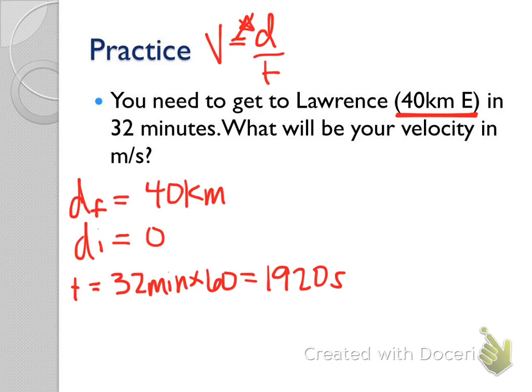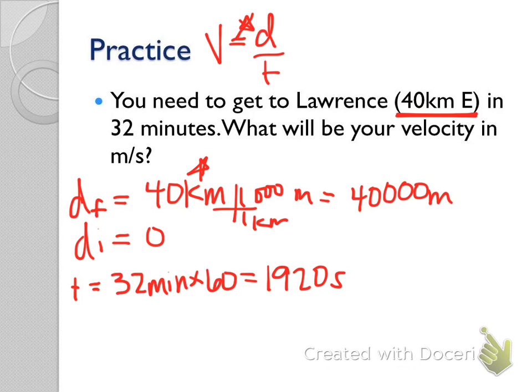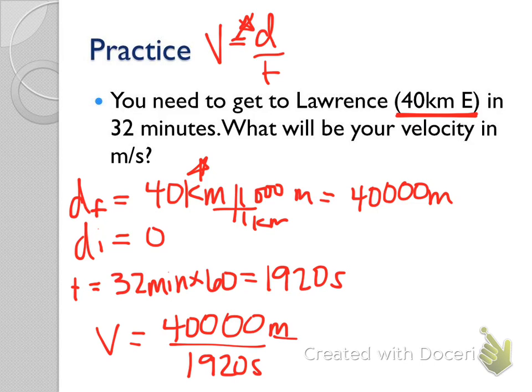1,920 seconds. What do we need to do to this to get it to meters? 1 kilometer equals 1,000 meters, which means it's 40,000 meters. So now I've got my displacement and I've got my time. How do I solve for velocity? Divide. That's it. I got 20.8. You don't have to do anything except divide meters by seconds. That's it. 20.8.